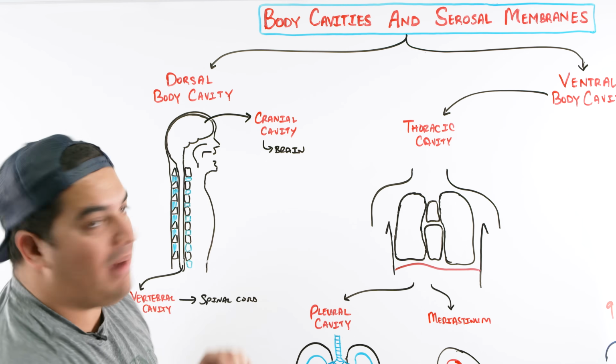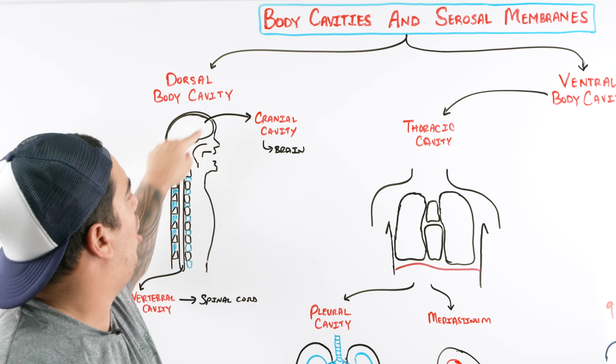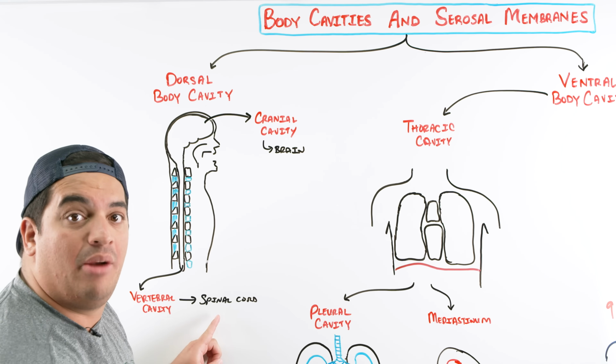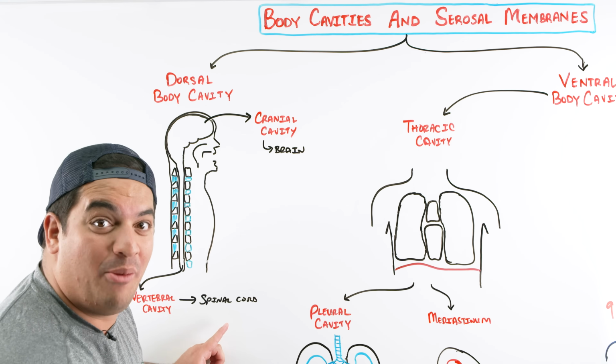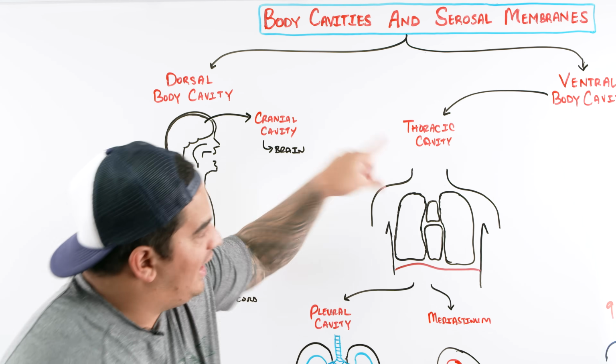Now that's the one big body cavity, the dorsal body cavity. Again, we'll go into more detail on all the different makeup and components of the brain, as well as of the spinal cord. If you want to know more about that, go into our neurophysiology playlist and watch all of that. But let's talk about the next one.